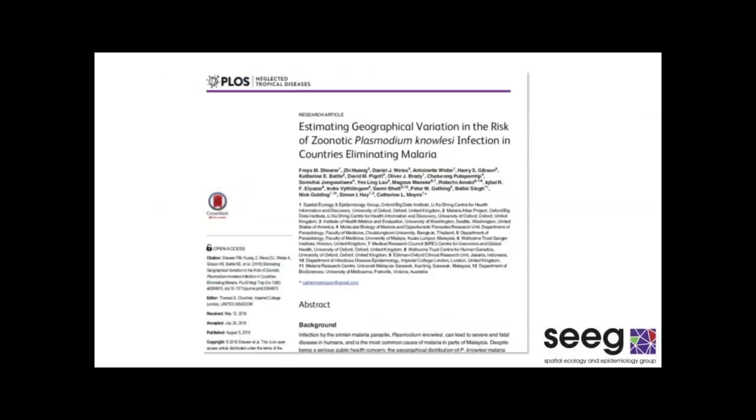So that's a very quick overview of that project, really just to demonstrate the use of a standard SDM approach for an epidemiological data set. This work was published earlier this year by PLOS NTDs, so more information about the methods and outputs can be found there.